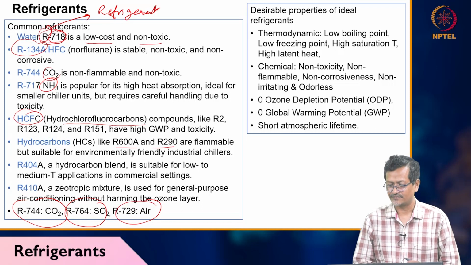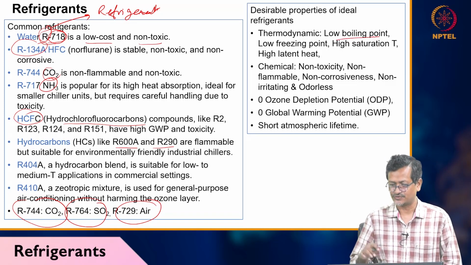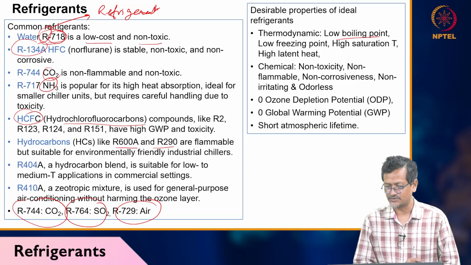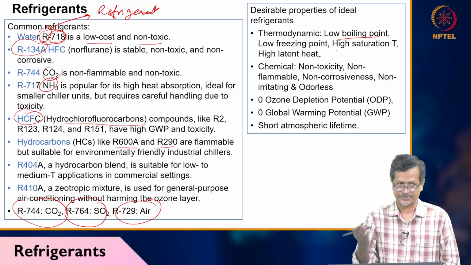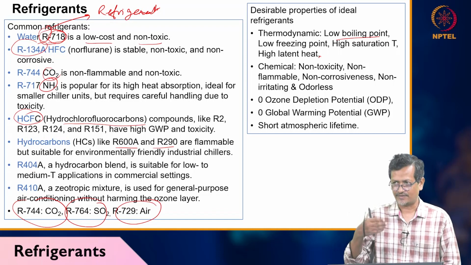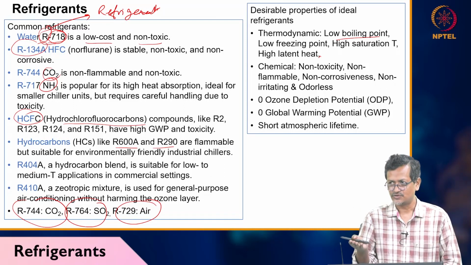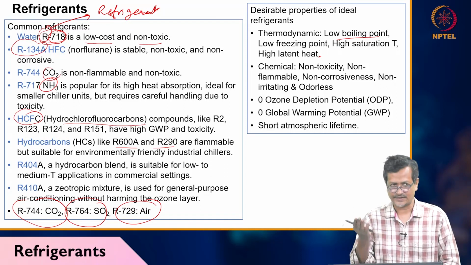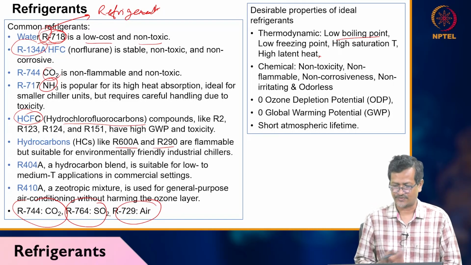So, desirable properties of an ideal refrigerant. Thermodynamically, it should have a low boiling point. If it has a very high boiling point, then the temperature requirement will be very high. So it should have a very low boiling point, a low freezing point also, a high saturation temperature, and high latent heat should also be there. Why latent heat? When evaporation is happening, a small amount of fluid should take lots of heat. So it should have higher latent heat. On the condenser side also, higher latent heat means the amount of energy absorbed to change phase from liquid to gas or gas to liquid is higher, which is beneficial for us.